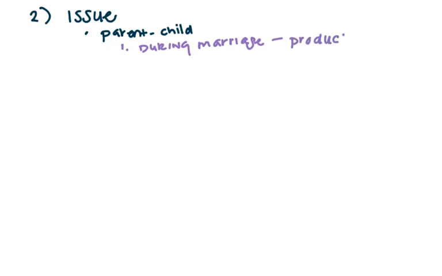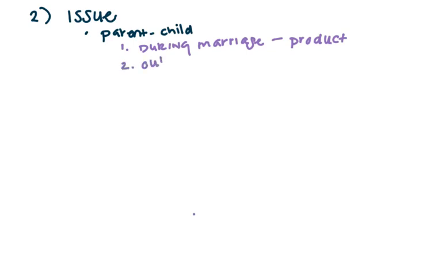How does one qualify as an issue? Well, to qualify as an issue, the person must have a parent-child relationship with the decedent. And this can be established in a number of different ways. If the child is born during a marriage, then it is assumed that the child is the product of that marriage.